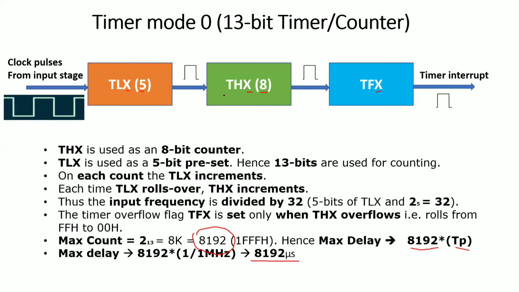Now you may get a question: why are we using only 5 bits here and 8 bits there? Also, one more small thing to remember is that you always draw the diagram with TLX on the left side of the higher byte. There is a reason for it. Take a number 1, 2, 3, 4. Divide it into two halves: the lower byte is 34 and the higher byte is 12. Now if you want to increment the value, where will you increment?